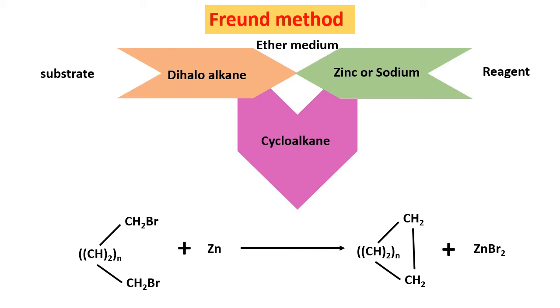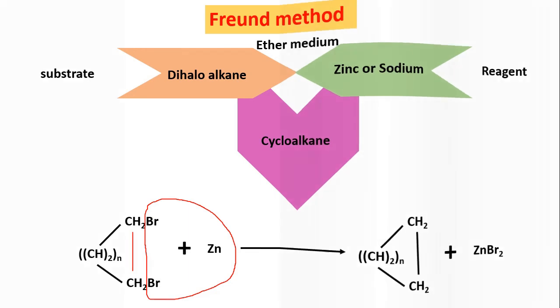As you can see in this example, this is the compound where the end carbon atoms are substituted by a halogen. Whenever you react this with sodium or zinc, the bromine atoms will be eliminated from these two carbon atoms, and to satisfy the valency, these two carbon atoms will form a bond with each other. That's how a cyclic alkane is formed here. Depending upon the value of n, you can name the compound. So this overall method is known as the Freund method.